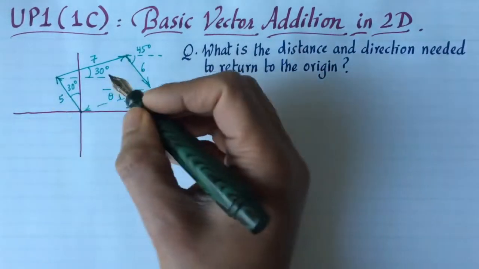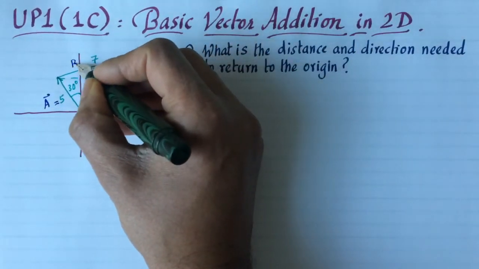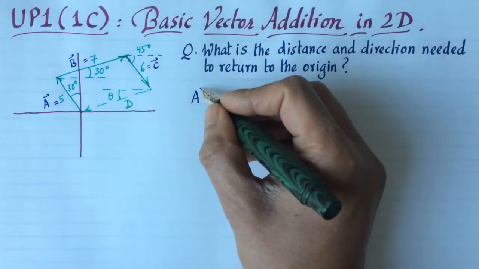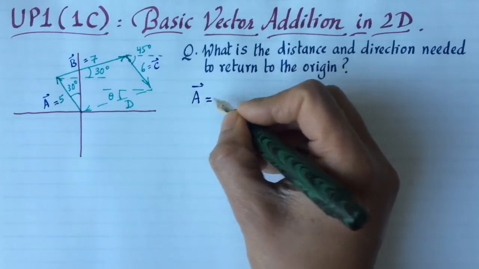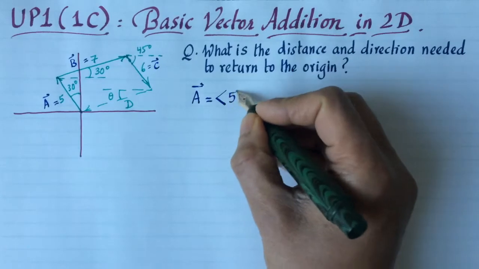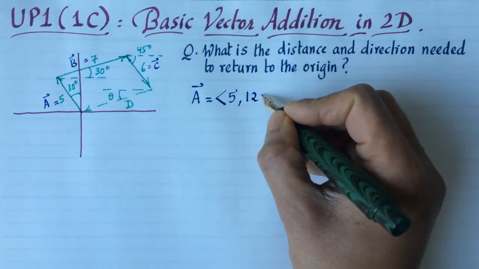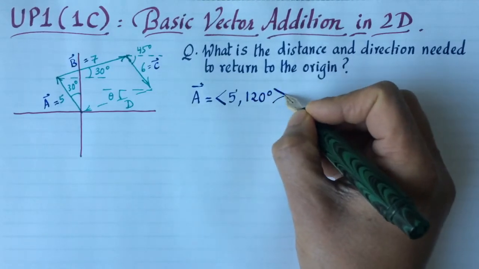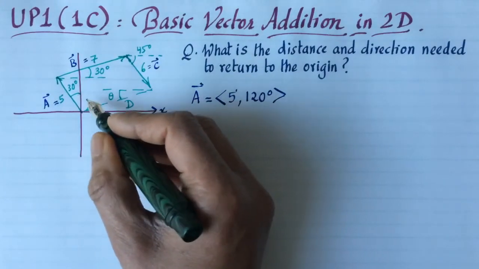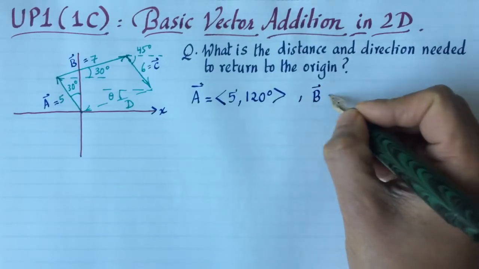Let's call this vector A. We'll call this vector B. We'll call this vector C. So I wish to write A, B, and C in polar coordinates. My convention for polar coordinates is pointy brackets. So it's 5 units, comma, 120 degrees. And I'm measuring the angles counterclockwise from the positive x-axis, so that's not 30, but rather 30 plus 90, or 120. Likewise, I can write down what B is.